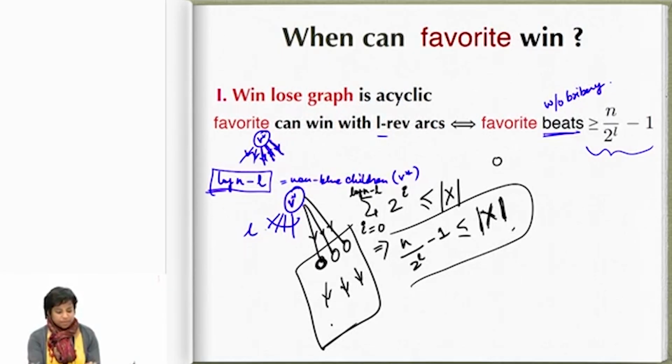This is a constructive proof. I exhibited to you precisely who the people are. Not precisely, at least this many people. V star would also possibly beat lots of people here in this subtree, but these are the people. So I need to prove just this, right? So this is the forward direction.